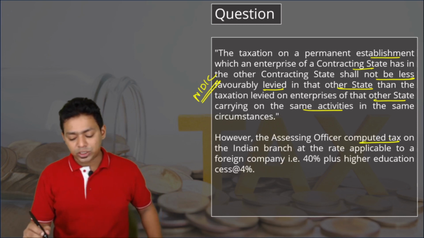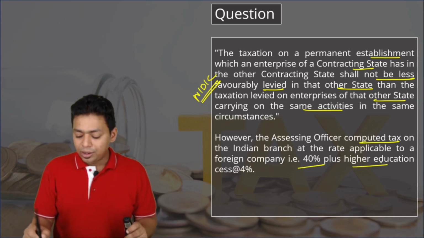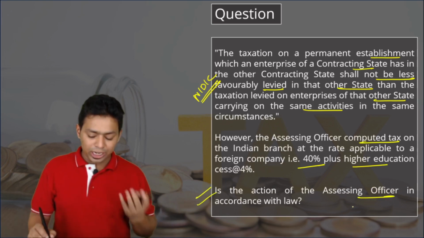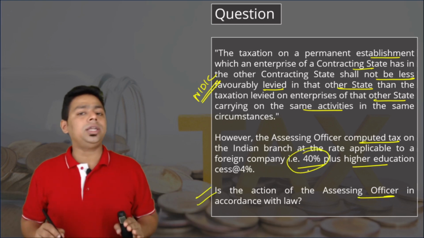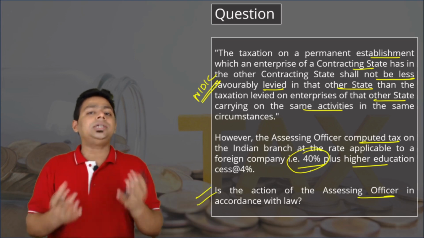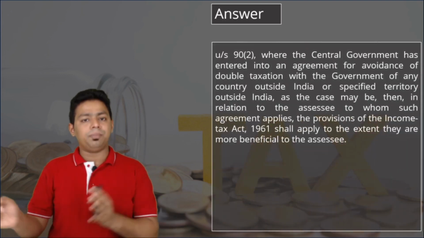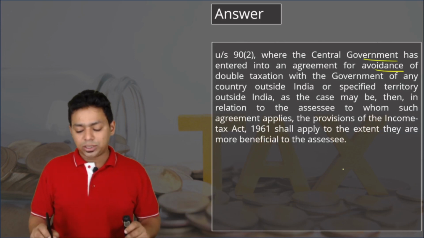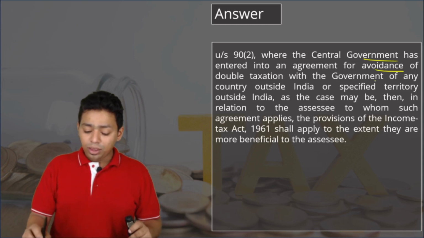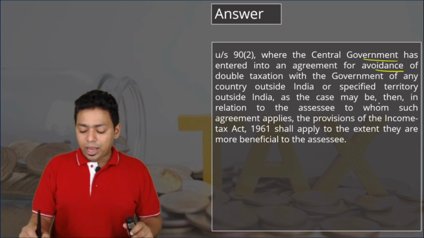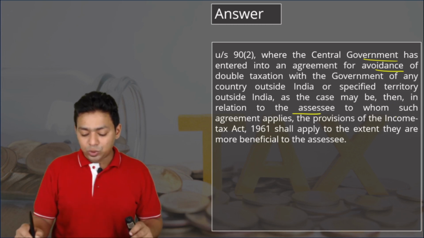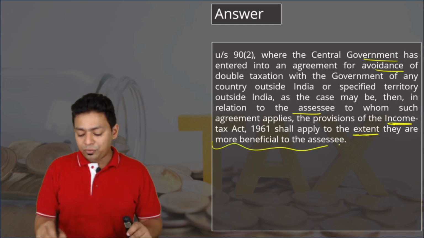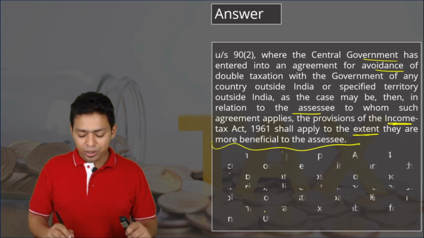However, the AO has computed the tax of the Indian branch at the applicable rate of 40% plus higher education cess. Is the action of the AO valid according to the law? Definitely yes, because though there is a non-discrimination clause, a higher rate of tax is not considered as a discrimination. Please see the presentation. Under section 90, the central government has entered into an agreement for avoidance of double taxation with the government of any other country outside India or a specified territory outside India, as the case may be. Then in relation to the assessee to whom such agreement applies, the provisions of income tax shall apply to the extent they are more beneficial to the assessee. So obviously we have to give more benefit to the assessee.